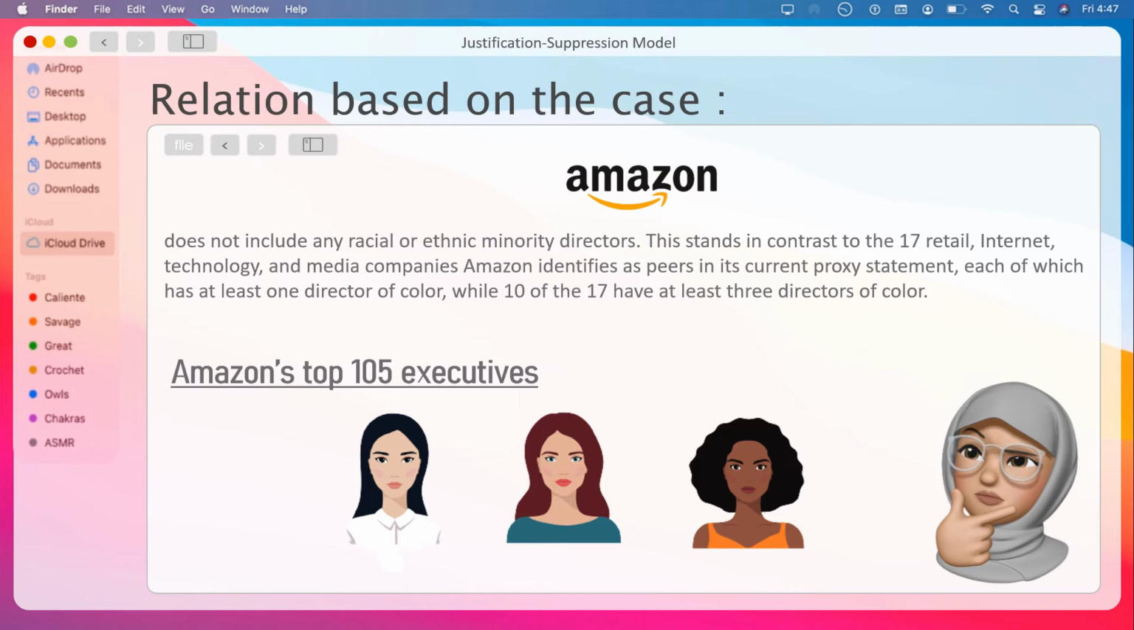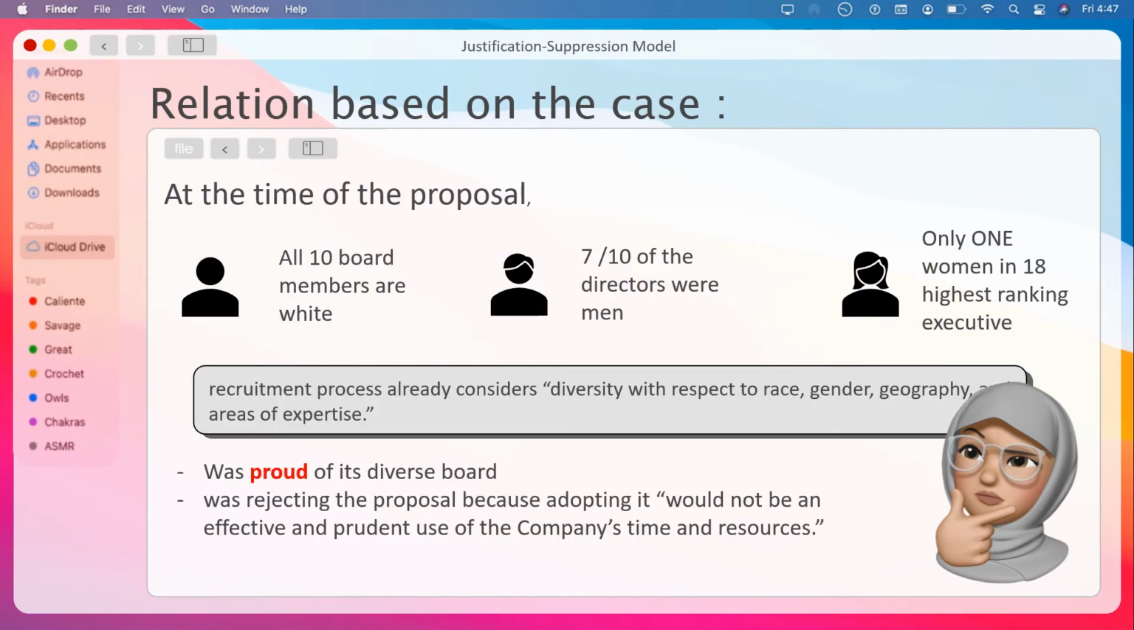The underrepresentation of people of color in Amazon's leadership is at odds with its US workforce, which is fairly diverse. At the time of the proposal, all 10 board members of Amazon were white, and 7 of 10 directors were men. Since Amazon did not have any people of color on its board or in executive leadership, many contended that this did not constitute sufficient diversity on an absolute or relative basis. Further, of Amazon's 18 highest-ranking executives, only 1 was a woman.